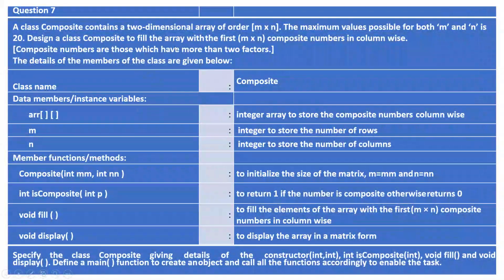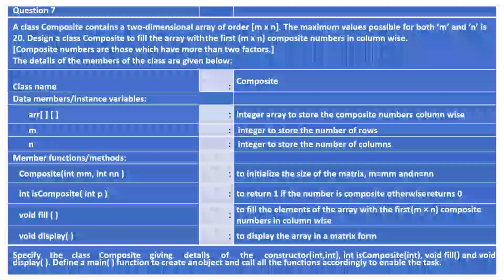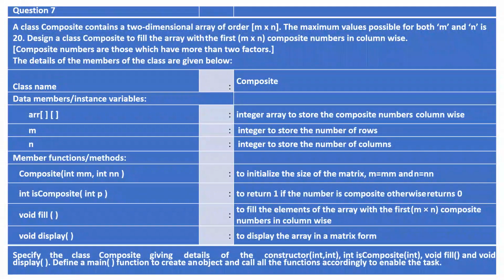Composite array. Here a two-dimensional array is to be created which will be filled with the first m cross n composite numbers. And we all know composite numbers are non-prime numbers other than 1. So the class structure is as follows.